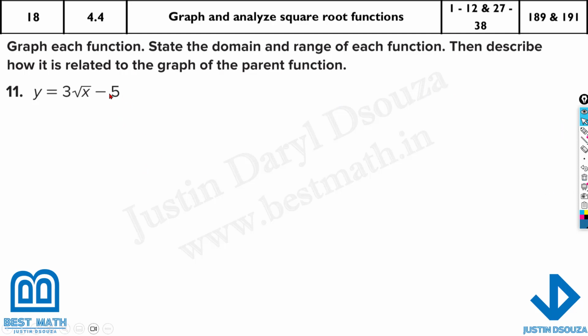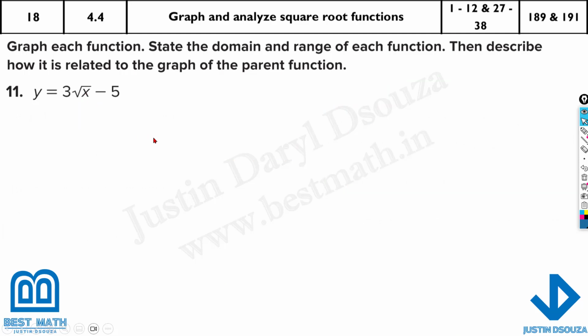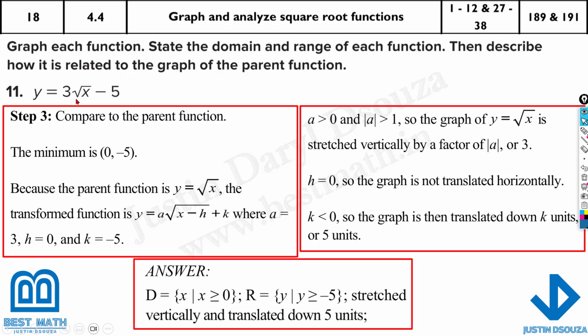Now this is translated 5 units down. It is stretched vertically. Those are the two things that come to my mind. And y is what? Greater than or equal to minus 5. Why? Because it's positive here. And what about x? It's greater than or equal to 0. There's nothing added or subtracted to x in the square root. Okay, I forgot to tell stretch vertically. It's vertically stretched. Why? Because it's more than 1.